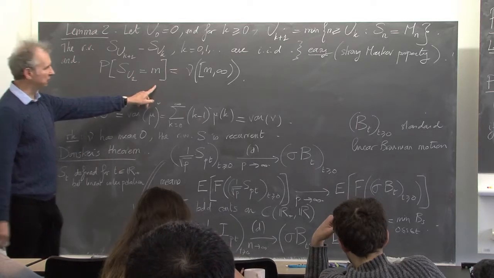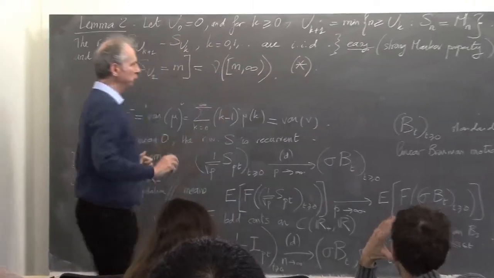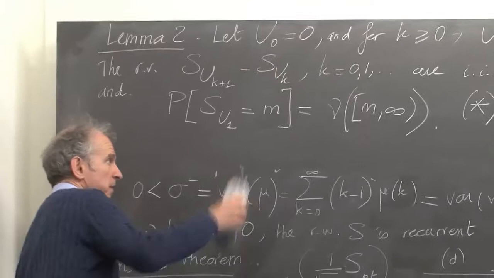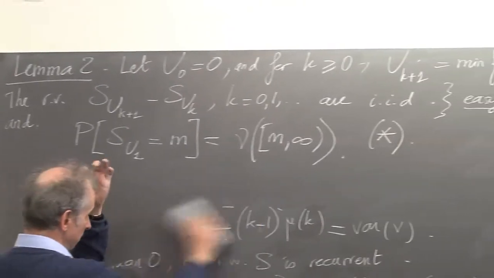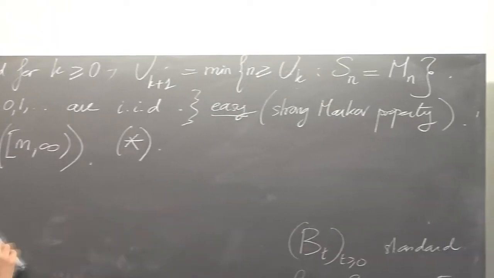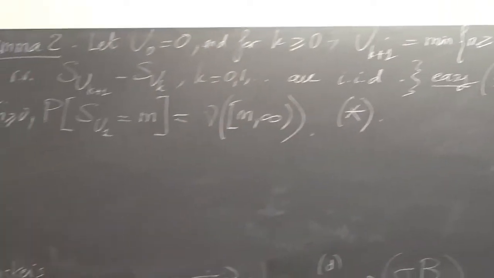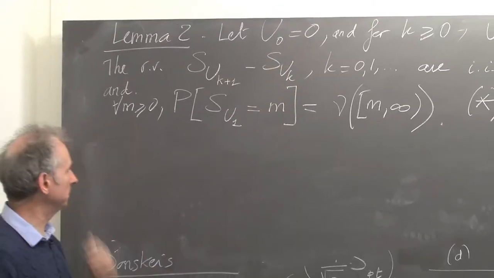This one is not obvious. I call this star. So maybe I'm not going to prove that immediately, because I prefer to do it later, maybe after the break. I prefer to finish the proof of the theorem. So this is, of course, for any non-negative M. As S_{U1} is the first record, it has to be at least equal to 0.